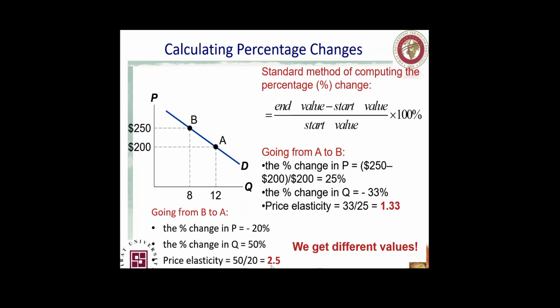We don't get the same values. And this is a common problem with the standard method of computing the percentage. So what do we need to do about it? Because we are supposed to get the same values if we go from A to B, or if we go from B to A. We are not supposed to get different values. We are supposed to get the same values.